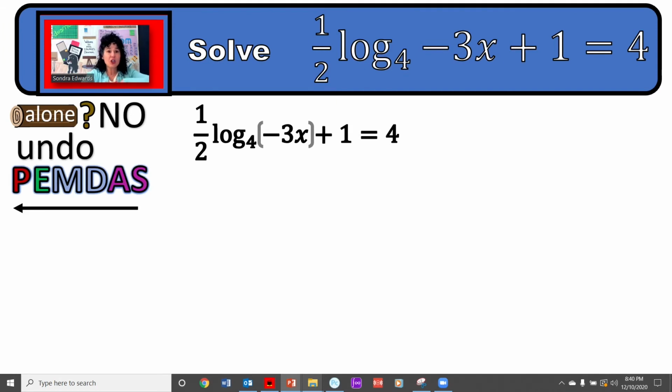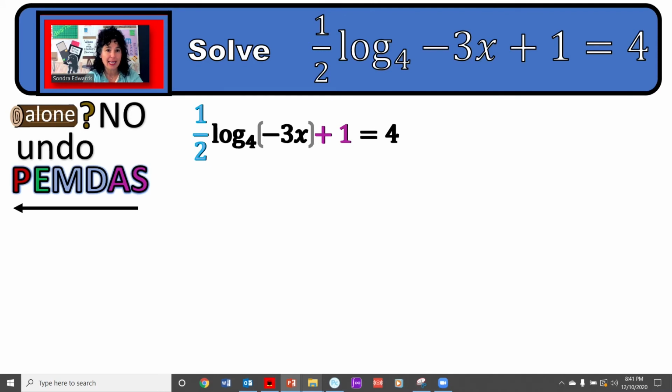Now, if the original problem wanted you to be taking the log base 4 of the quantity negative 3x plus 1, then the only way they can do that is to put in a set of parentheses around negative 3x plus 1. Hopefully enough said, but do make sure the set of parentheses is there before you start getting that log by itself.